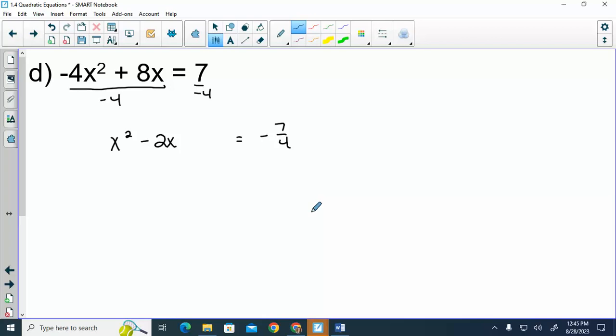Next step is to take the middle term, so -2, divide that by 2, and square it. So -2 divided by 2 is -1. -1 squared is 1. So I'll add 1. So what does x squared minus 2x plus 1 factor into? Square. Over here, -7/4 plus 1.